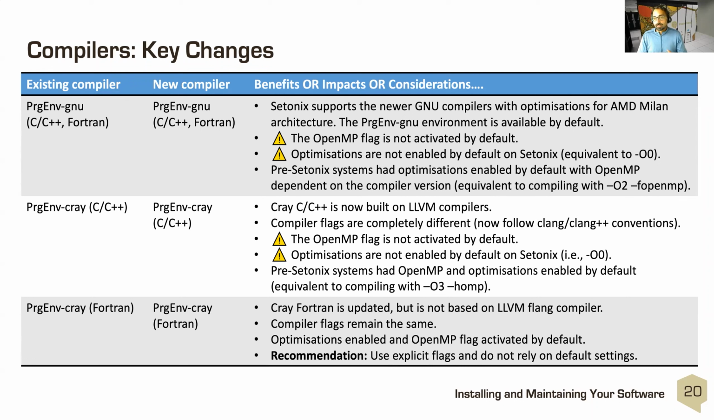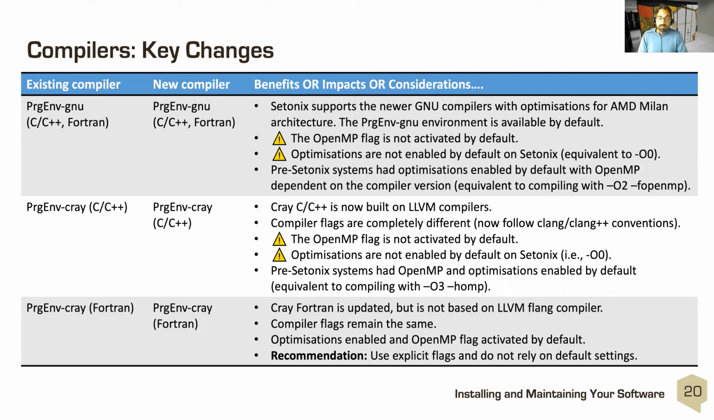Pre-Setonix systems had these optimizations enabled by default with OpenMP depending on the compiler version, and it was different between different compilers and different programming environments, so it could reduce reproducibility. The Cray compilers now are slightly different. Cray C and C++ are now built with the LLVM compilers, so Clang and Clang++. They have different sets of arguments now compared to the previous Cray compilers. Again, there's no optimization set by default, so the OpenMP flag is turned off and optimizations are turned off. Pre-Setonix systems had OpenMP turned on and actually had -O3 and OpenMP enabled.